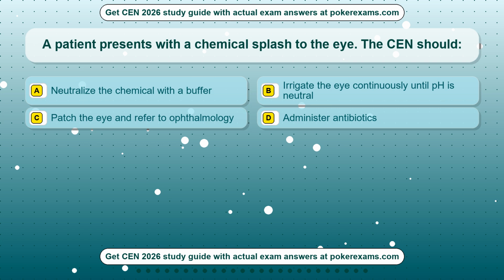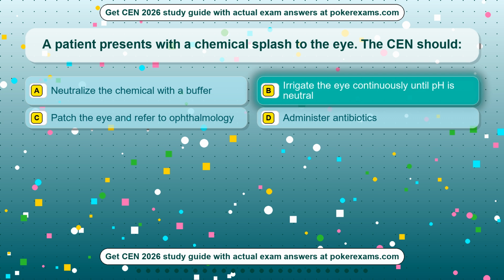Question 17. A patient presents with a chemical splash to the eye. The CEN should: Option A, neutralize the chemical with a buffer. Option B, irrigate the eye continuously until pH is neutral. Option C, patch the eye and refer to ophthalmology. Option D, administer antibiotics. The correct answer is option B.